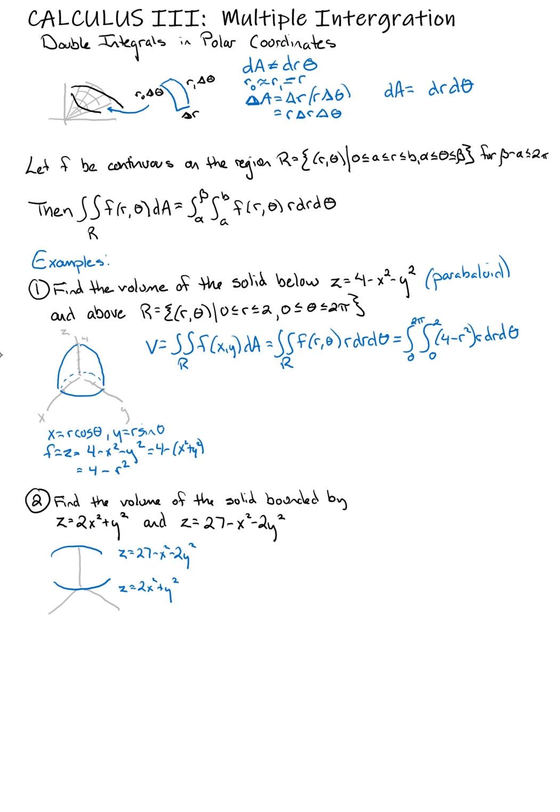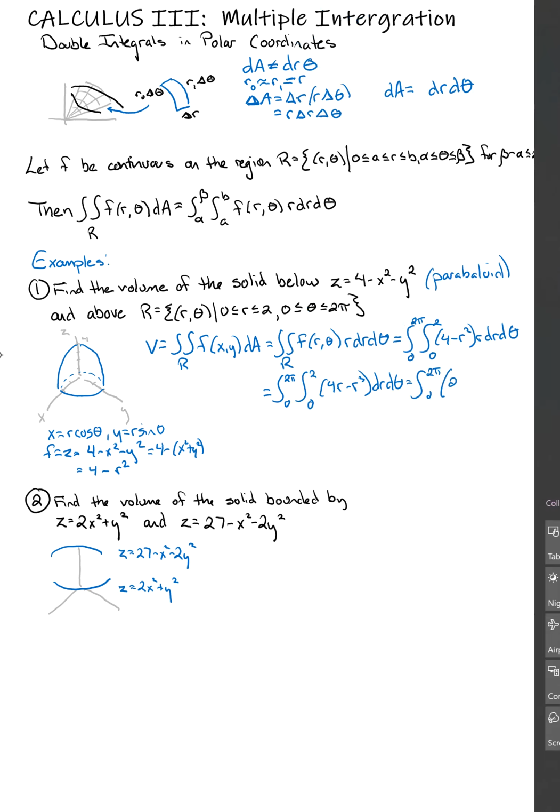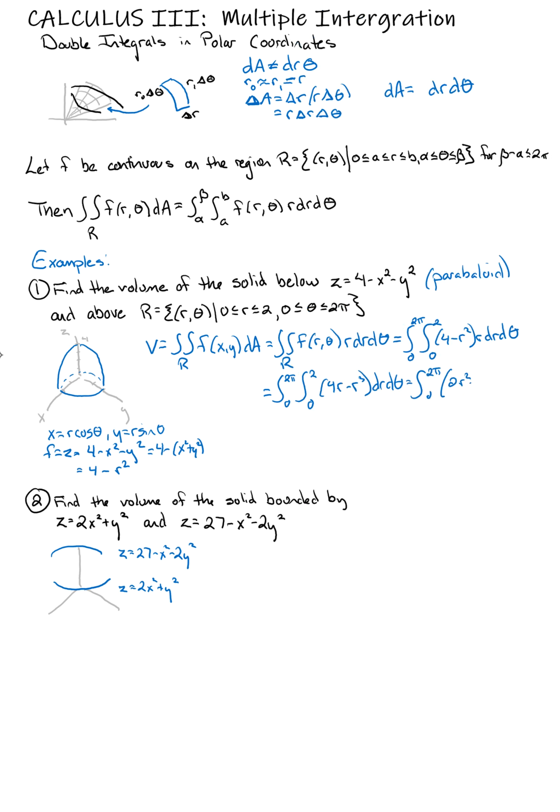Actually, let's clean this up a bit. Let me go ahead and distribute that r, so we get 4r minus r cubed dr d theta. Integrating with respect to r gives us 2r squared minus 1/4 r to the 4th. We'll evaluate that from 0 to 2 and then integrate with respect to theta.